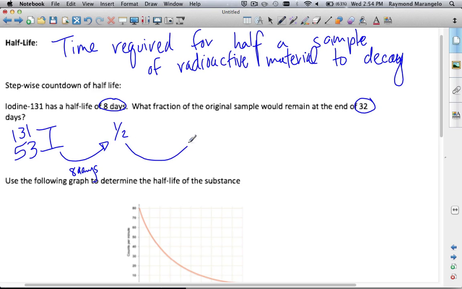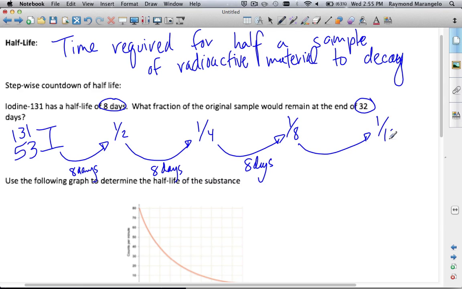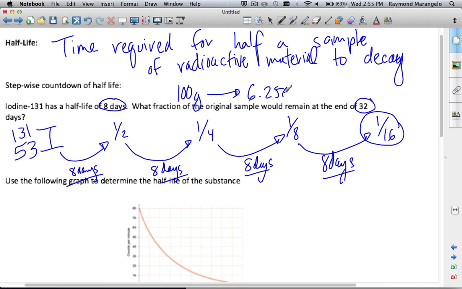So what you do is you say, okay, well, after 8 days, you would have a 1/2, right? And then after another 8 days, you would have 1/4. And then after another 8 days, right? This is our 3rd half-life, you would have 1/8. And then after another 8 days, you would have 1/16. And that's how much you would have left over, because you had 1, 2, 3, 4 half-lives. You would have a 16th left of what you started with. And if you divide 1 by 16, you get 6.25%. So if you had 100 grams, right, then after 4 half-lives, you'd have 6.25 grams.